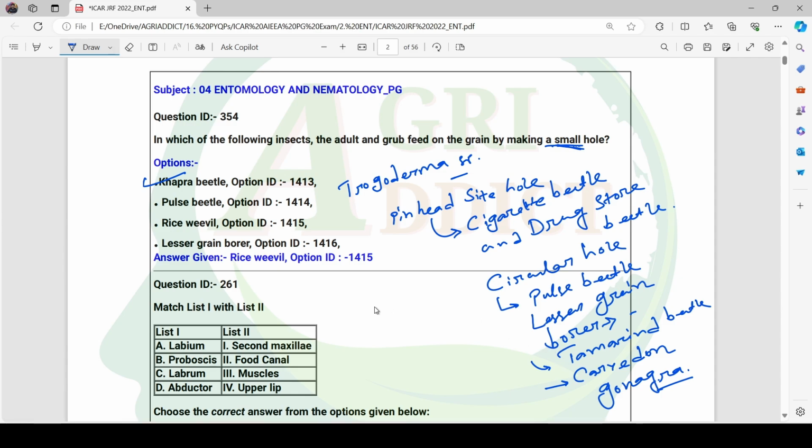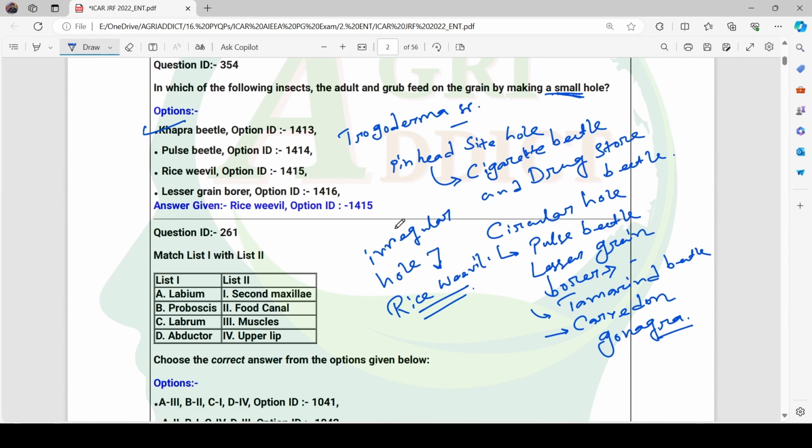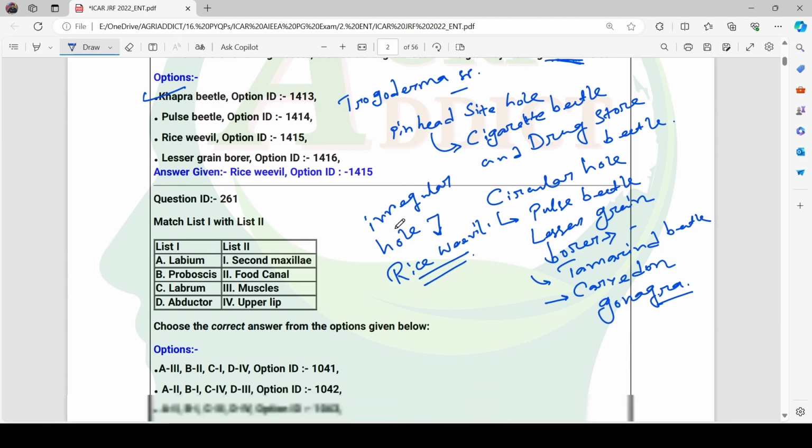And finally, irregular holes. Irregular holes are the characteristic symptom of various pests like rice weevil, but this rice weevil, or Sitophilus oryzae, is the main example. Rest you don't need to know. So first question, making small holes with grub and adult feeding on the grain is the characteristic symptom of khapra beetle.